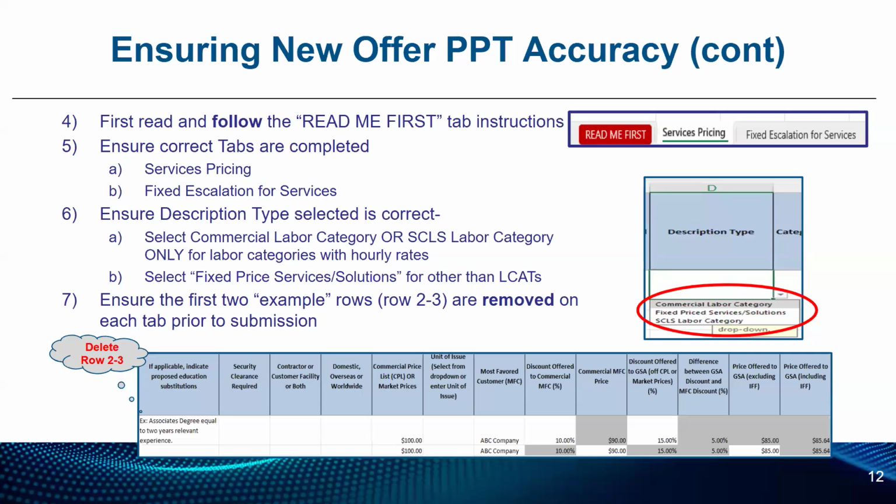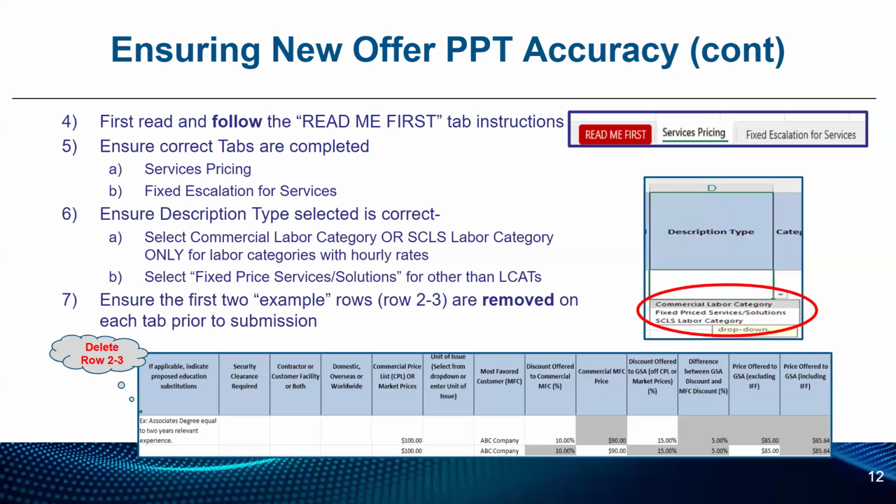So please double check that, because that is one of the most common errors we find. Fixed price services solutions are not published to Calc. So commercial labor category and SCLS labor category would be the only things posted to Calc Plus. Also, please do not override the dropdowns. That will cause an error. You need to choose from those 3 dropdowns. That's all you can choose. Don't type in professional service category. Use commercial labor category. Okay.